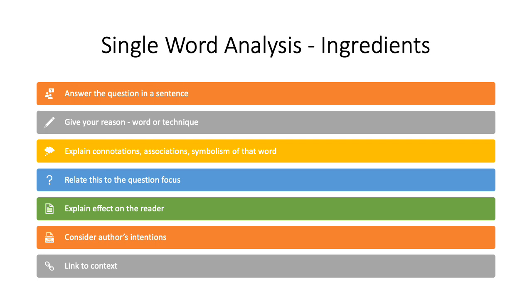Okay, so that's the orange bit. You answer the question in a sentence. You give your reason. You choose your evidence, your word or your technique. And the yellow bit, you explain your connotations or your associations of that word.